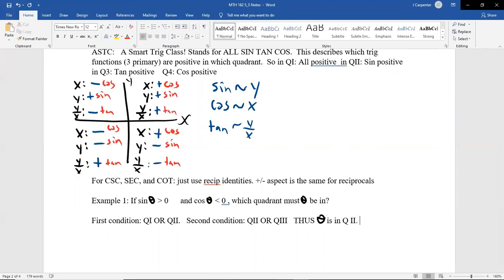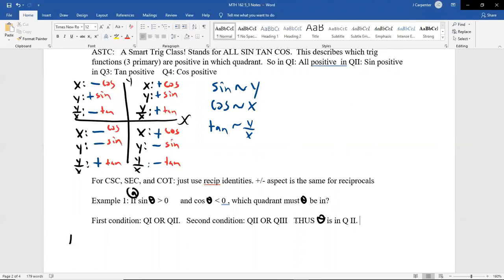That's it. You just got to make sure both conditions are upheld. It can't be in quadrant 1 because the second condition fails. It can't be in quadrant 3 because the first condition fails. And that was example 1A.